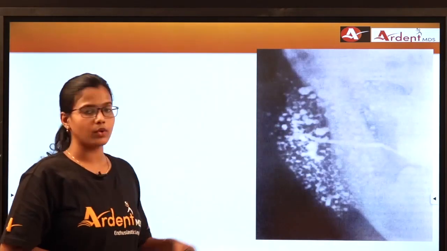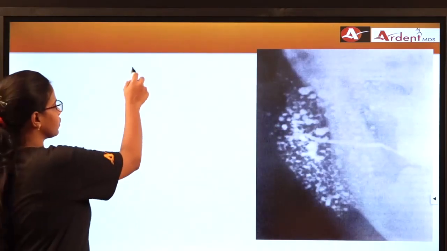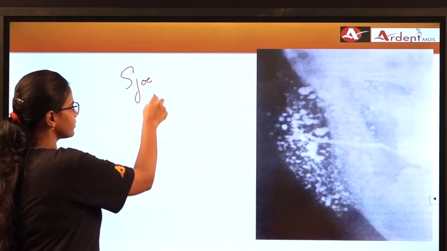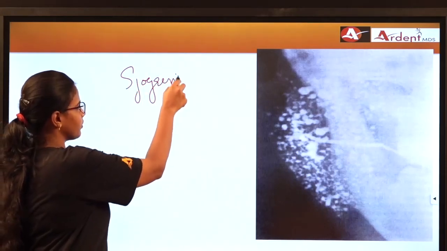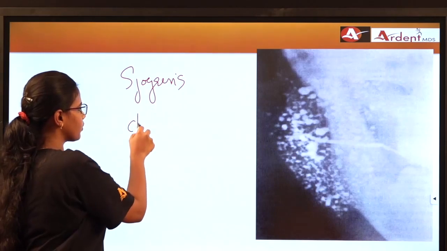Next is the very important image. Sjogren syndrome is imaged here. So the typical appearance is known as cherry blossom.